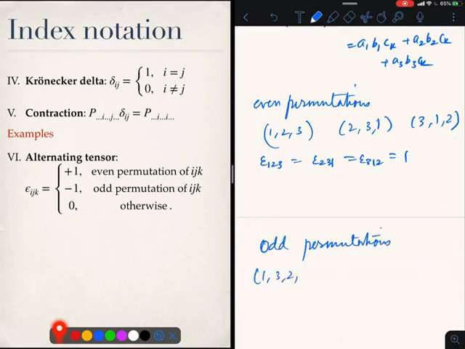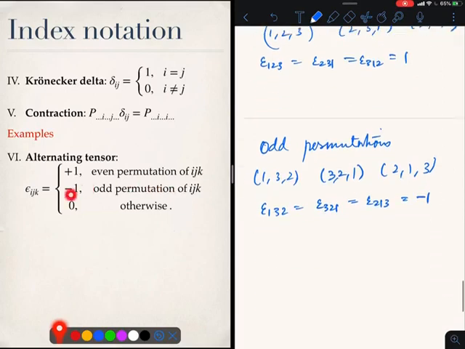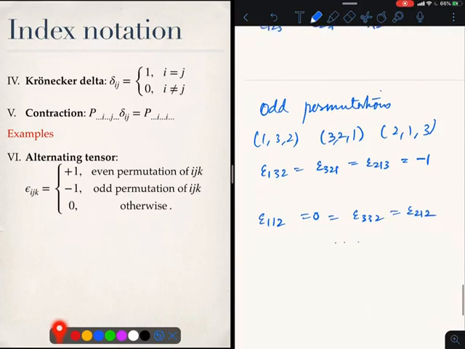One 3 2, 3 2 1, 2 1 3, and what it's saying is that epsilon 1 3 2 is equal to epsilon 3 2 1 is equal to epsilon 2 1 3, and that is minus 1. In all other cases, epsilon is 0, so that means epsilon 1 1 2 is 0. Epsilon 3 3 1 is 0, which is also the same as epsilon 3 3 2 is equal to epsilon 2 1 2, and so on and so forth. Okay, so that's called the alternating tensor, and we'll see how it will be used to make certain operations very simple.